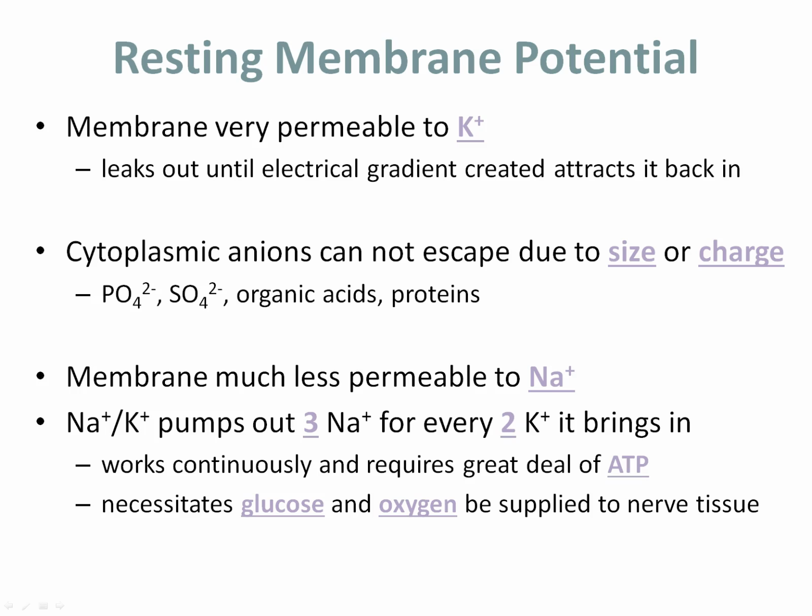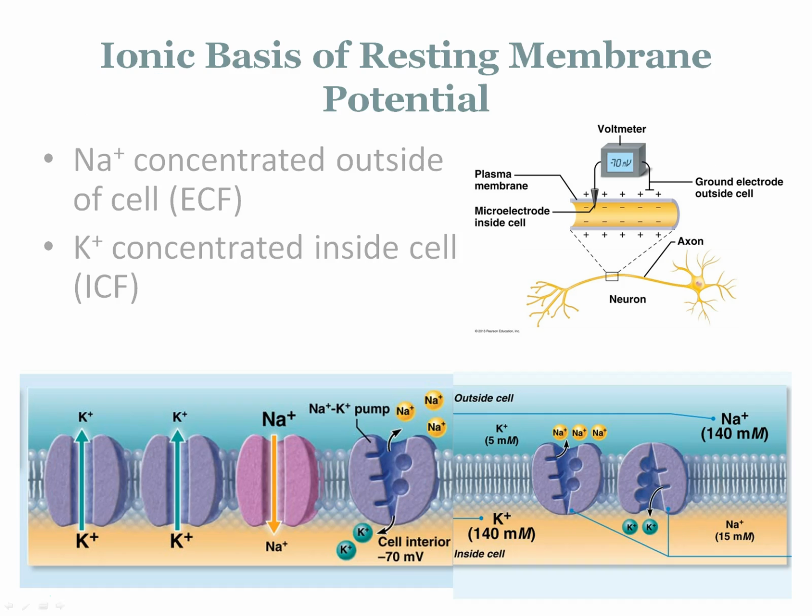The membrane is also permeable to sodium, and our sodium-potassium pump pumps out 3 sodium for every 2 potassium it brings in. This pump works continuously and requires a great deal of ATP. This is why glucose and oxygen must constantly be supplied to the nervous tissue. There's more sodium outside the cell and more potassium inside the cell. This difference creates our resting membrane potential.